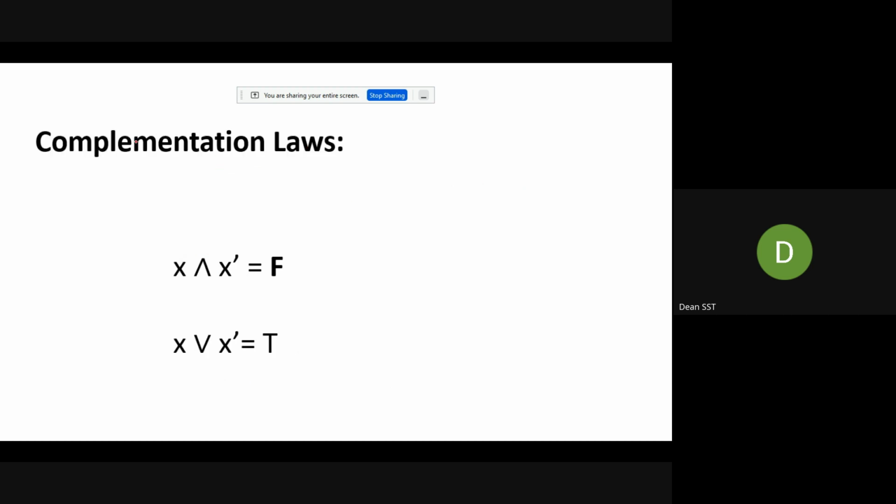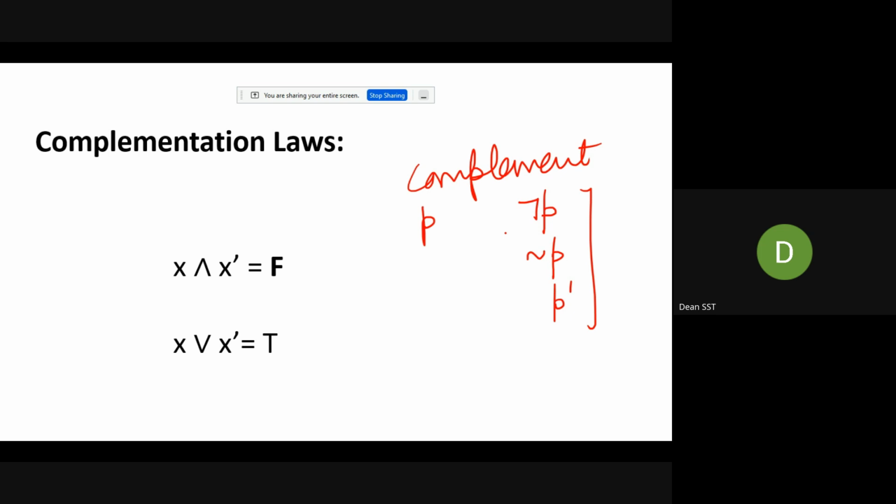Then we have the complementation laws. Here we are dealing with the complement. It is also represented like this for p. The complement of p is not p, or tilde p, or p dash. In this way, complements are written. P's complement, that is, the negation of p, or tilde sign p, or p dash.